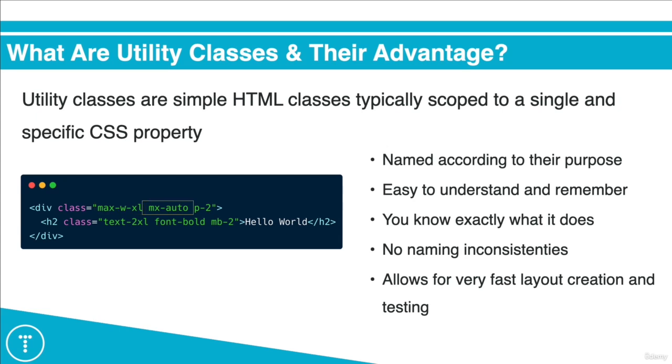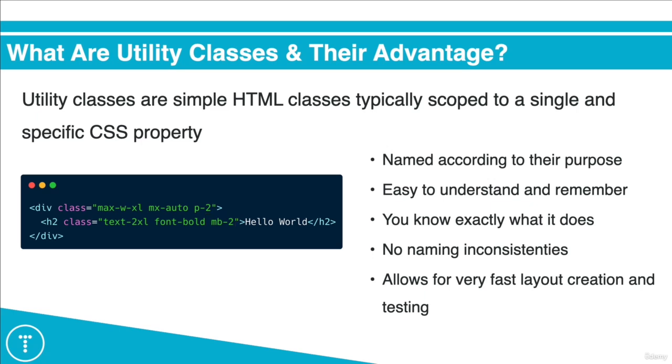So mx-auto references the margin on the x-axis. So we're saying the right and left margin, and we're setting it to auto, which is usually used to center the element. And then p-2 is a padding class. It means padding all around, and that too represents a certain number of rems or pixels, which again can be changed. So the h2 has a class of text-2xl, and that pertains to the font size. font-bold, obviously that's the font weight. And then we have a class of mb-2, that's margin bottom.